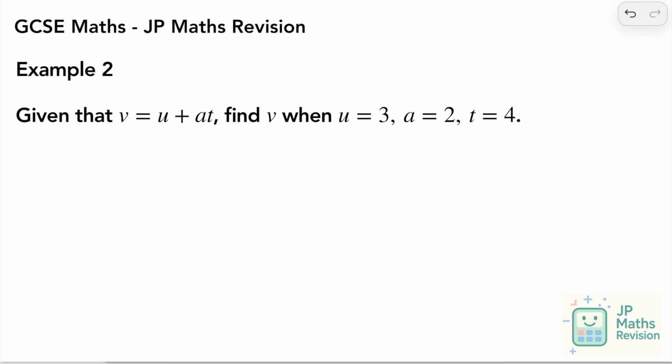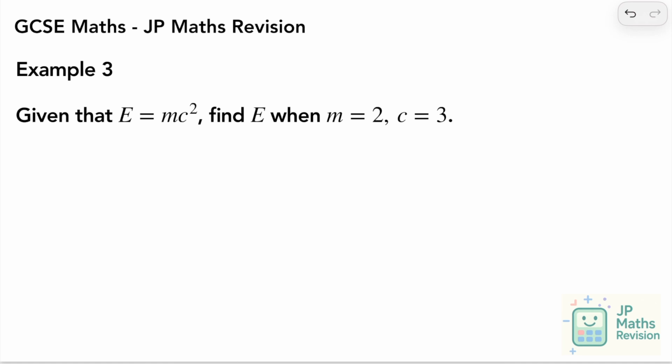So in this example here, we have v equals u plus at. Find v when u is 3, a is 2, and t is 4. Again, we're just going to replace those three letters with the numbers. So we have v equals u, so 3, plus a, so 2, times 4, which is t. So we have 3 plus 8, which is 11. So v equals 11.